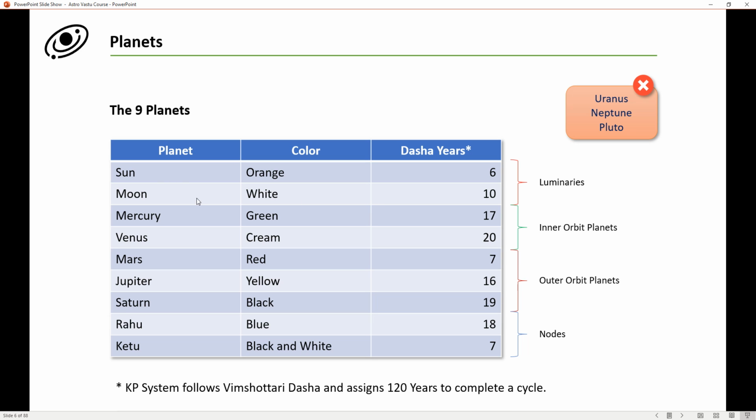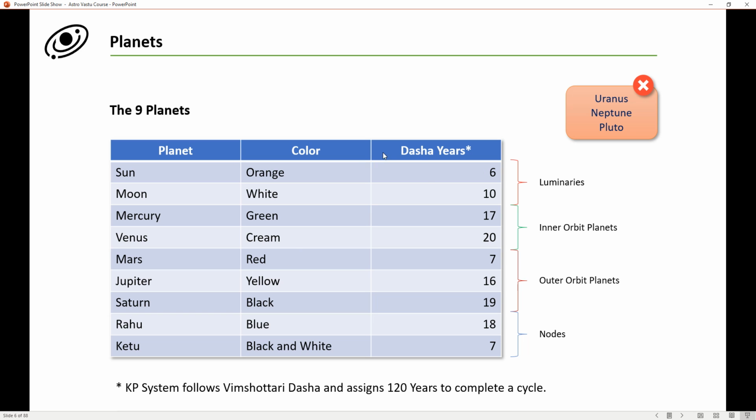So these are the 9 planets. We have Sun, Moon, Mercury, Venus, Mars, Jupiter, Saturn, Rahu and Ketu. Now you can see the colors that are represented by each of the planets, and you can also see the number of years that each planet gets in the dasha system, as we call it. We call it Vimshottari Dasha, which is followed by the KP system. The total number of years is 120.